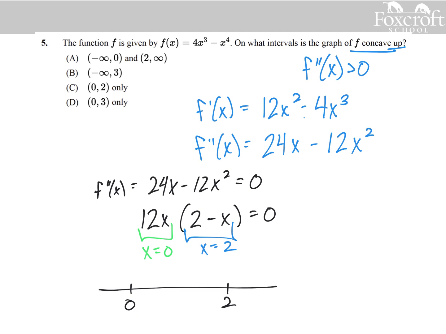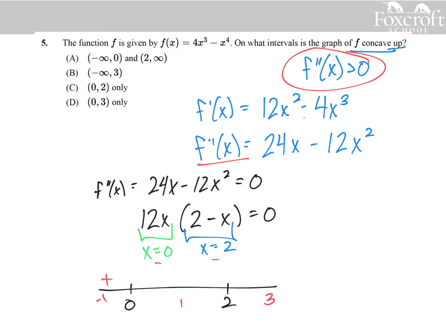To the left of 0, let's just say we choose -1. Between 0 and 2, we'll choose 1. After 2, we'll choose 3. You don't have to use those specific test points, but the smallest numbers are going to be easiest to try. We're trying to figure out when the second derivative is positive or negative. So I'm going to take these test values and plug them into the second derivative. If I plug in -1, this would be negative. This would be negative. That's going to be positive.